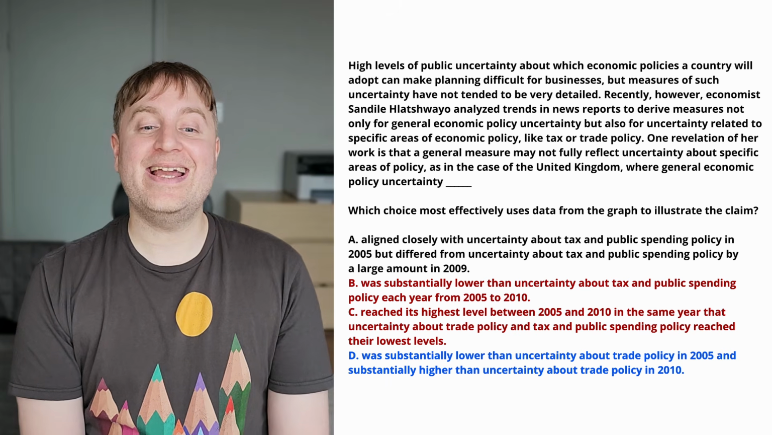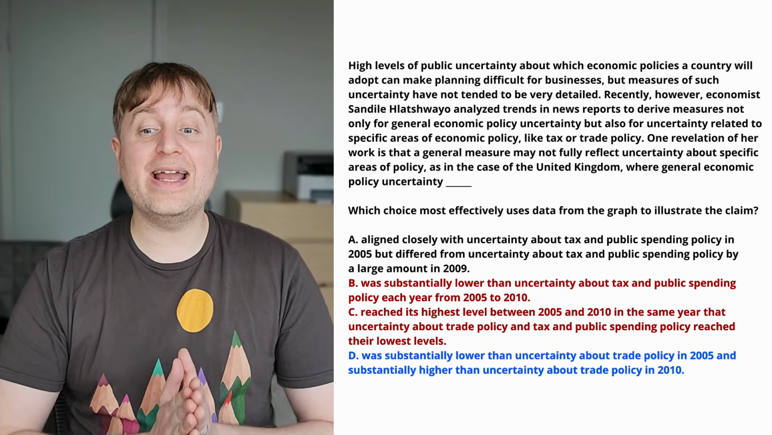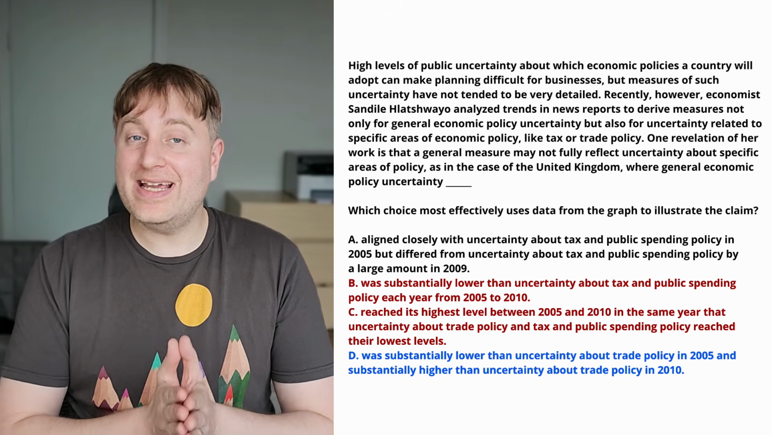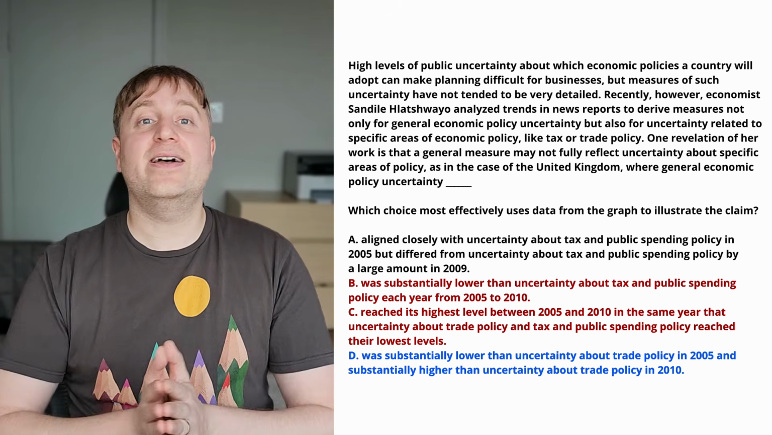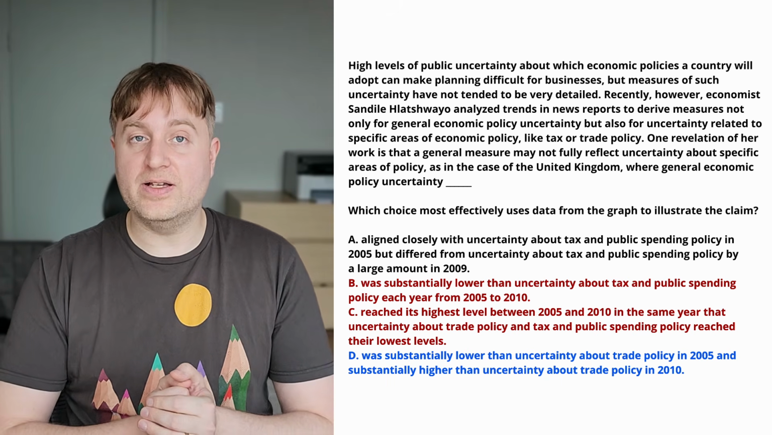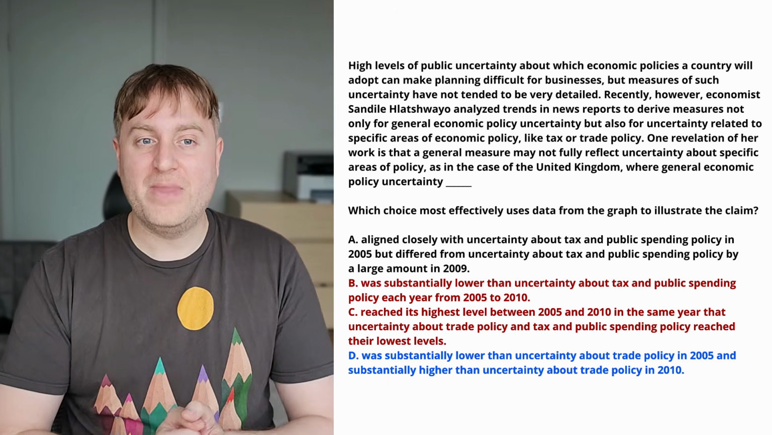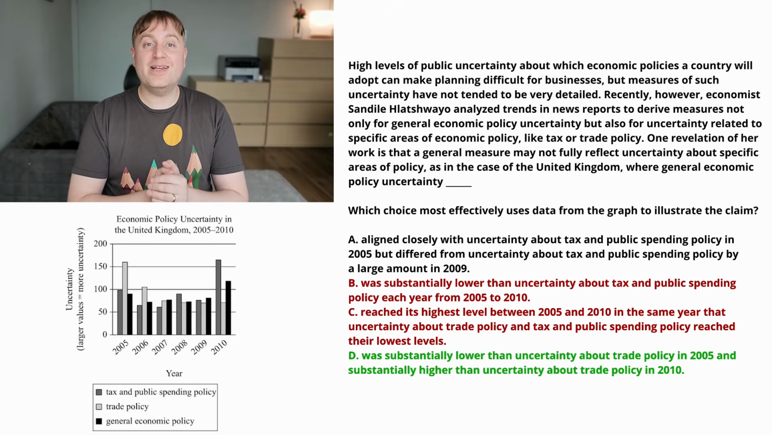D. Was substantially lower than uncertainty about trade policy in 2005 and substantially higher than uncertainty about trade policy in 2010. Now, like answers B and C, we can see that this answer does tend to support our prediction because it emphasizes the idea that uncertainty about general economic policy may be different than uncertainty about specific types of economic policy. But unlike our answers to B and C, it's also supported by the graphic, which means it's a perfect answer. It both supports the claim and it's true according to the graphic. Therefore, we can pick it with confidence.